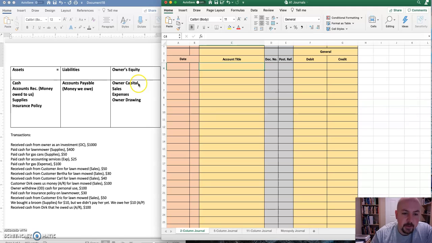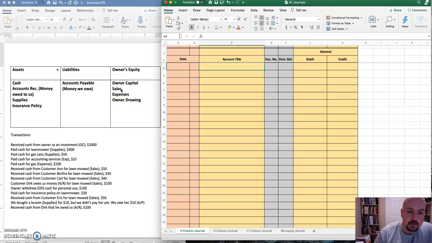We have a few accounts under owner's equity where we have owner capital that tells us how much the business is worth, how much the owner's interest in the business is. Anytime the owner puts money into the business, it's going to go into owner capital. Anytime we make a sale, that effectively increases owner's equity. It increases the worth of the business. So we have a sales account here. Every time we make a sale, we're going to put that amount of money here into the sales account.